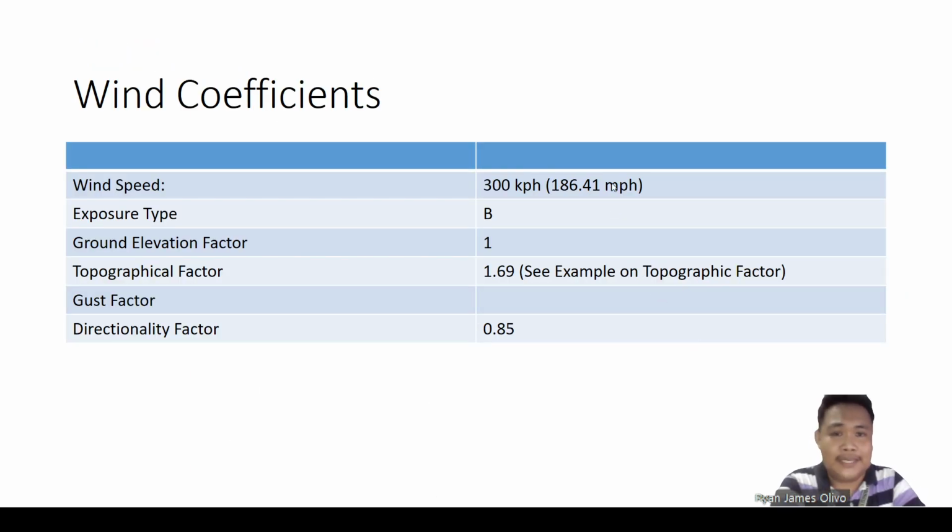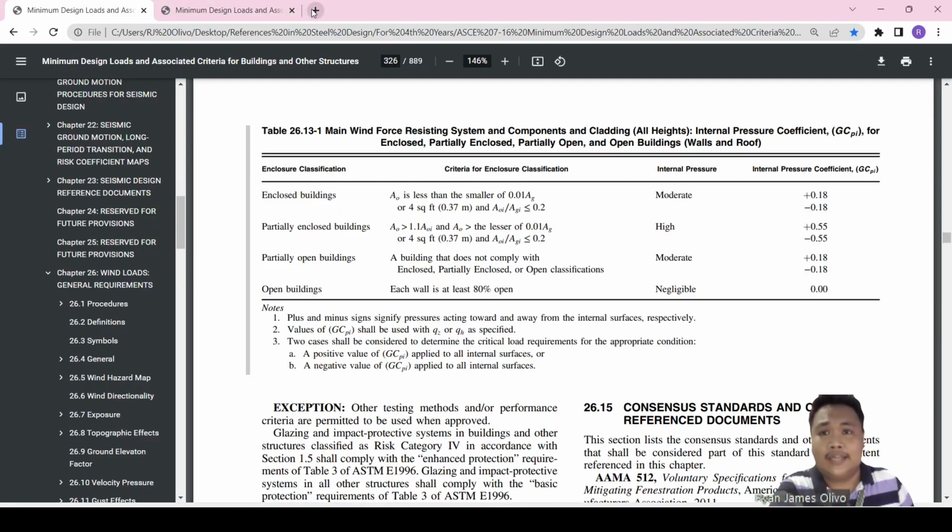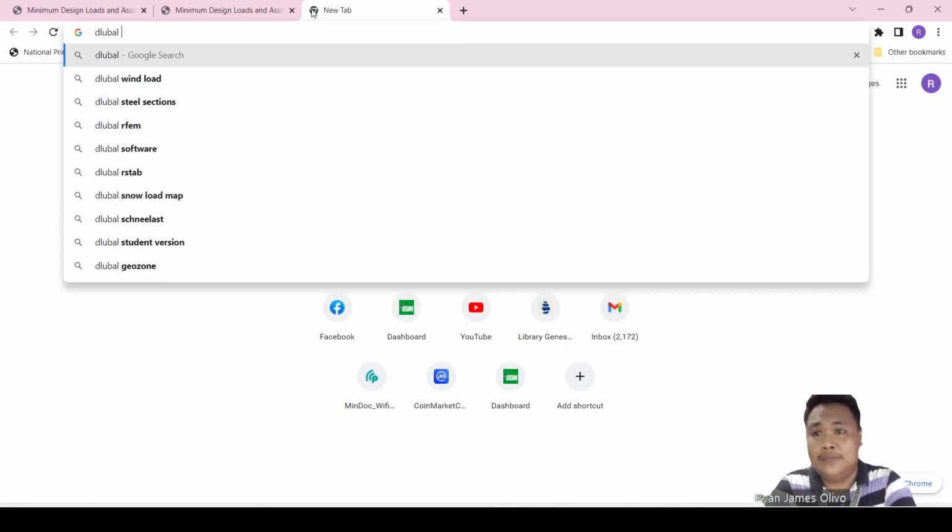Our wind speed is 300 kph, assuming that we have a 300 kph wind speed. As you can see, mostly in the Philippines and in our part of the country, it is 300 kph wind speed, as we have seen on the internet, based on NSCP. So let's try the global wind load.